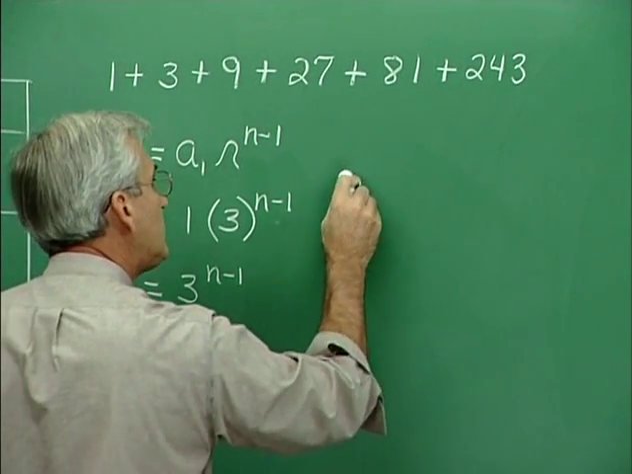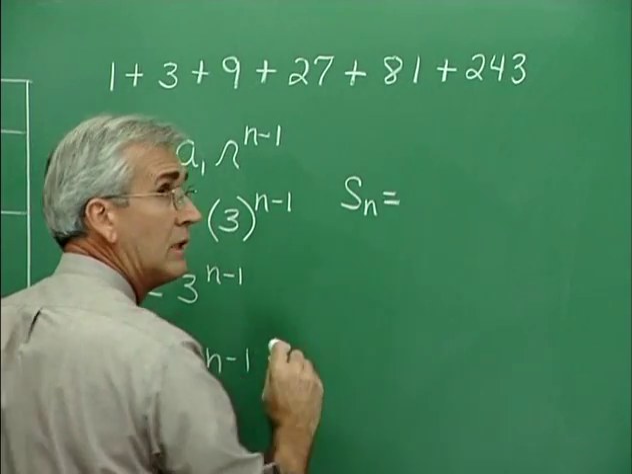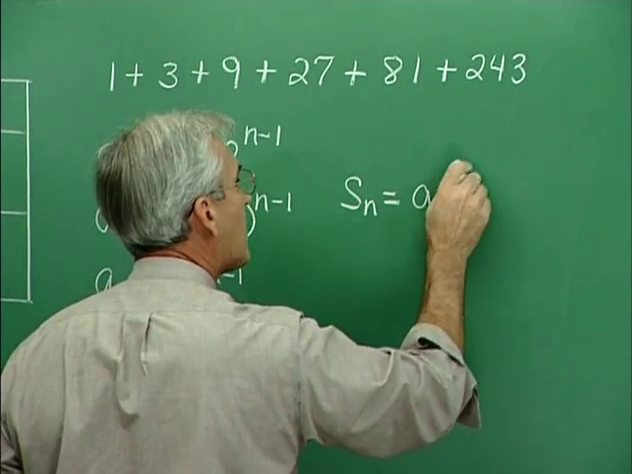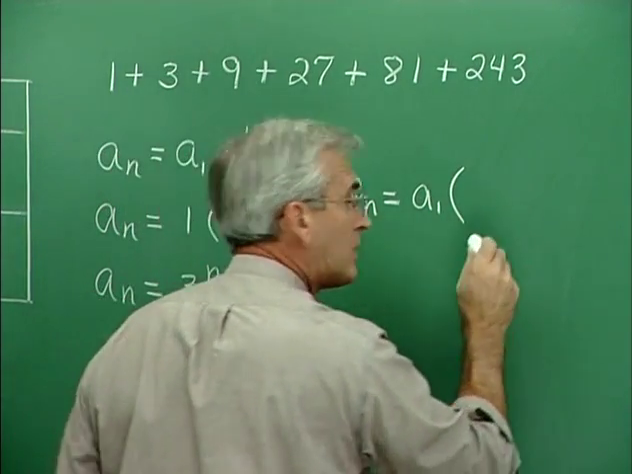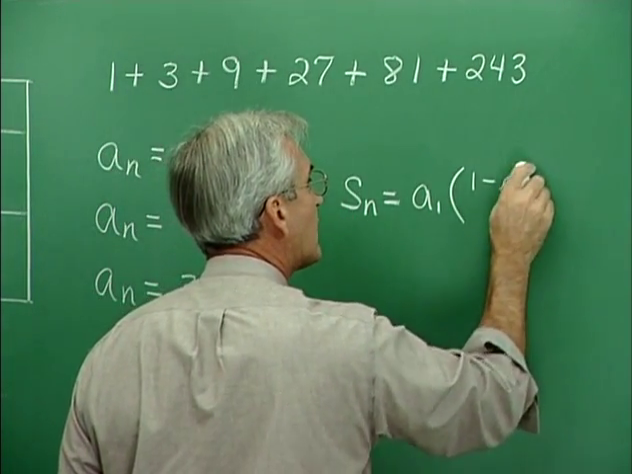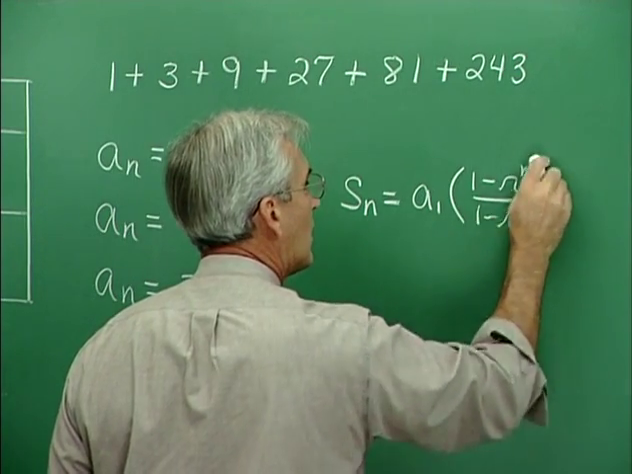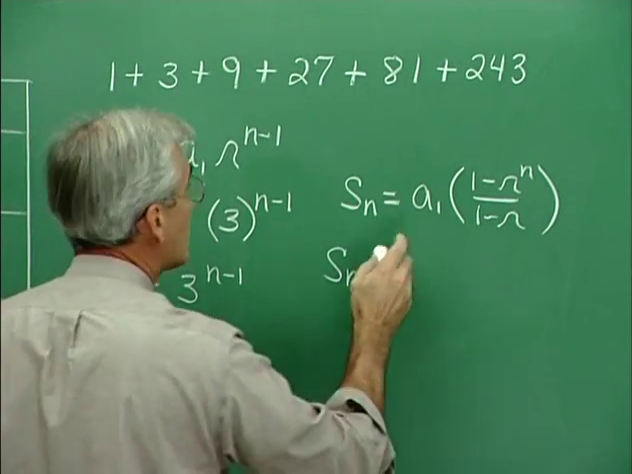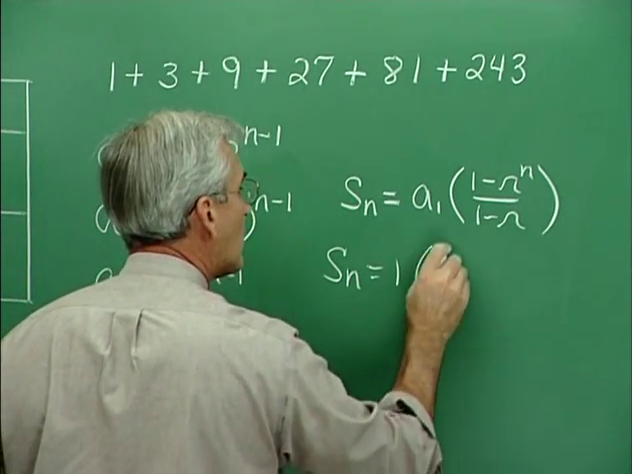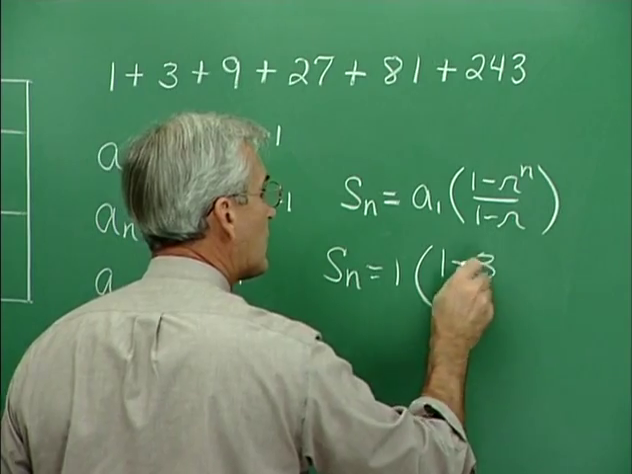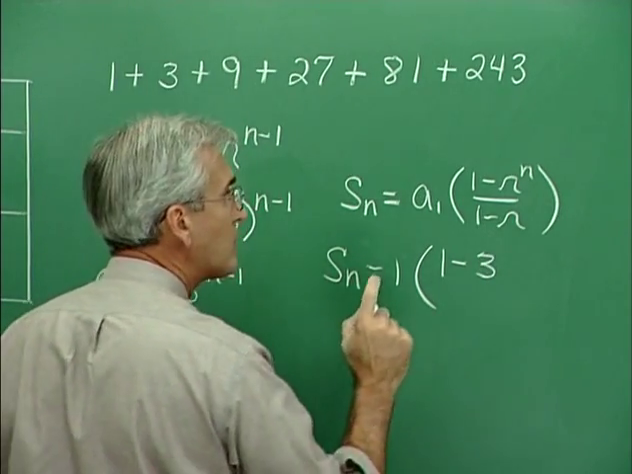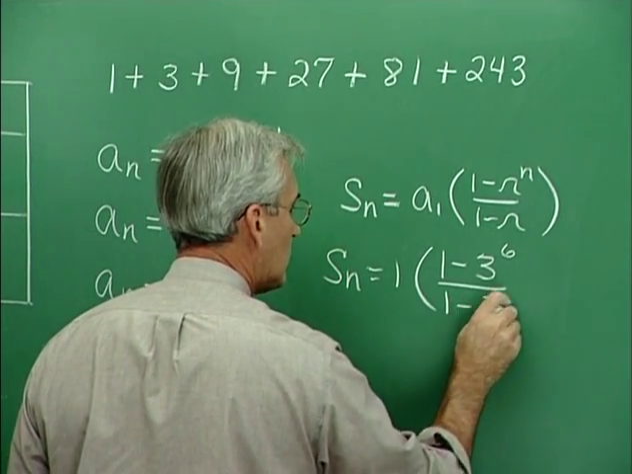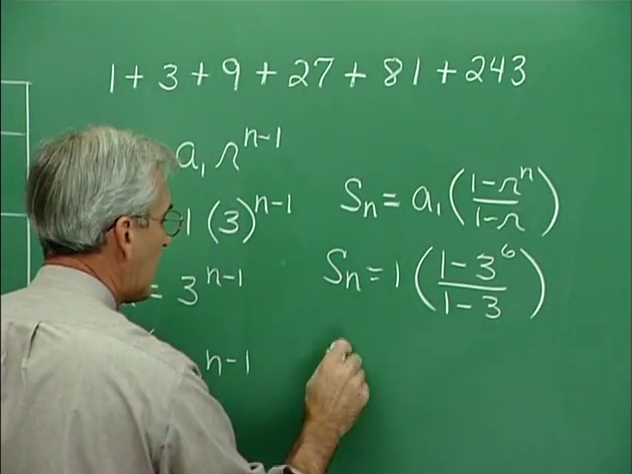So the sum of n items in a geometric sequence is the first item times this strange looking fraction, 1 minus r to the n over 1 minus r. And now we just identify the elements that we need and go about our business. A sub 1 is 1, and then 1 minus, common ratio is 3, to the n. The number of items being added here was 6. Over 1 minus 3, and away we go.